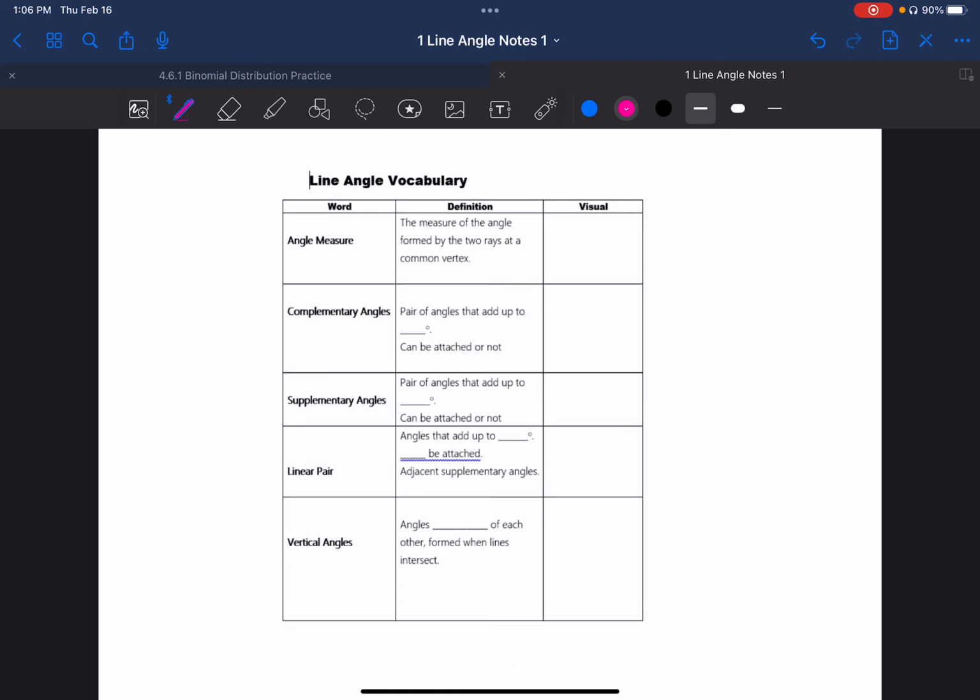Next up, we're going to take a look at this vocab sheet that you will be handed. Or if you haven't, you can just do this in your notes and put it in the sheet later. We're going to be looking at just the first section of the line angle vocabulary sheet.